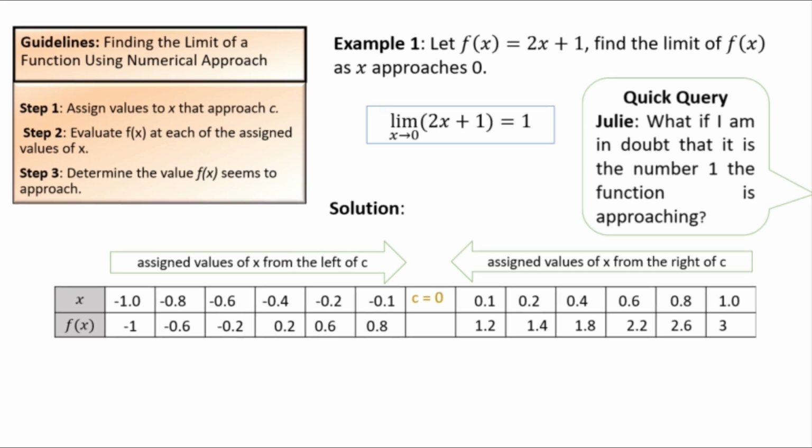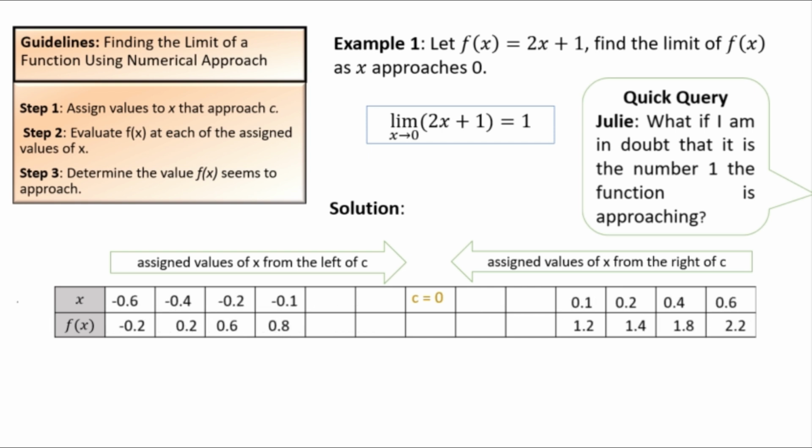This is a great question, Julie. If in doubt, you can assign values for x that are even closer to c, say 0.01, 0.001, 0.0001, and so on and so forth. So from the left, we just put negative, and from the right, positive, since c is equal to 0. So this ensures that the assigned values for x are very much closer to c now.